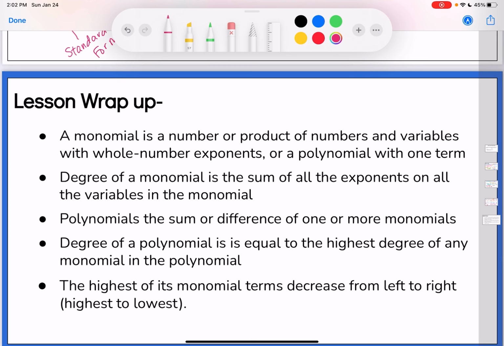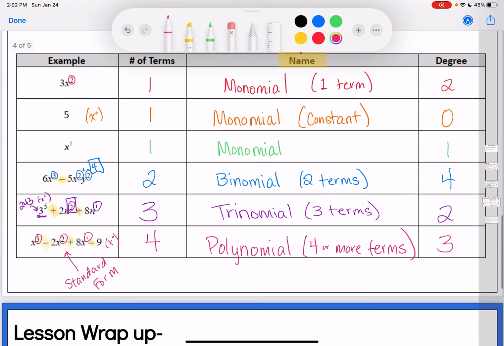And then the degree of its monomial terms decreases from left to right when we write things in standard form. So just put that highest degree first, lowest degree last. That's when we call it standard form. All right, that was a good intro to polynomials.